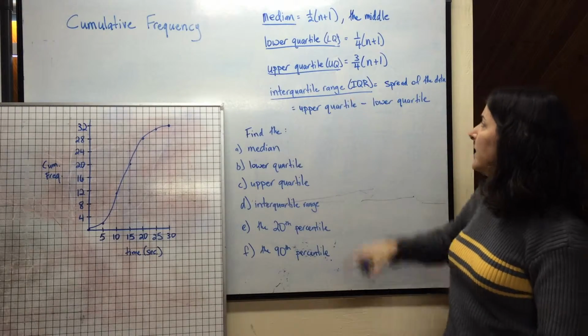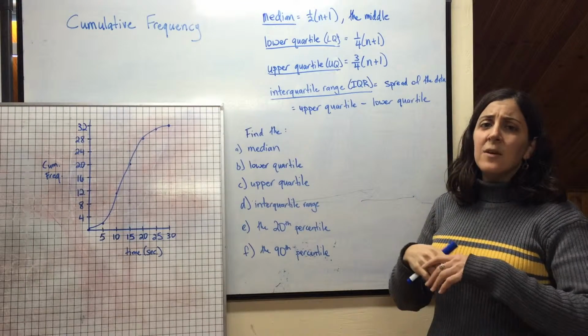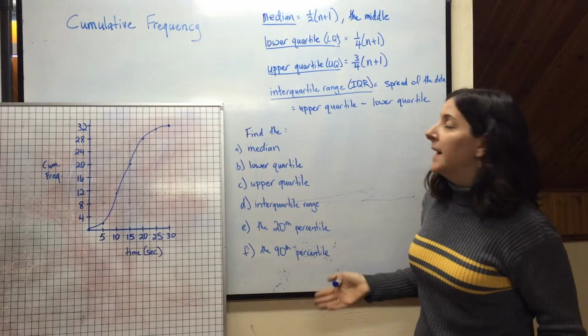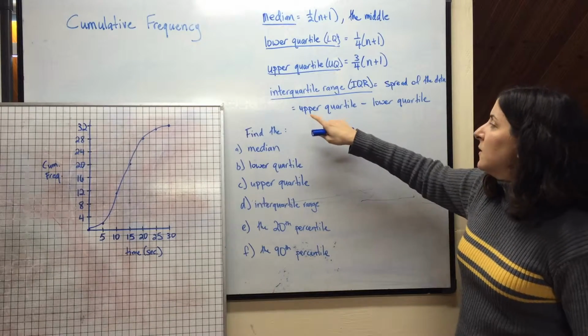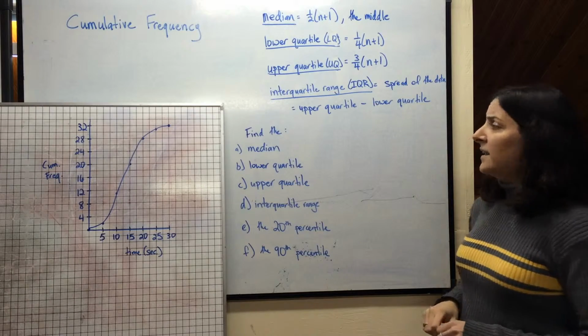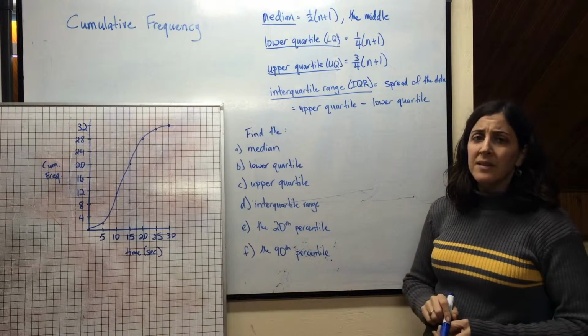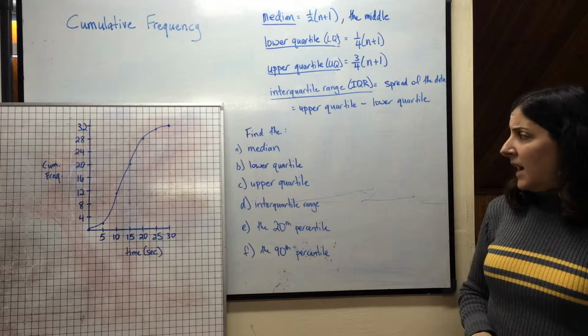And then the interquartile range is going to be like a range as we've seen in the past. It's going to tell you the spread of the data. So to find the spread of the data, we will do the upper quartile minus the lower quartile. We'll look at this as an example and see what we can do. So these are the things that we'll use the graph to find.